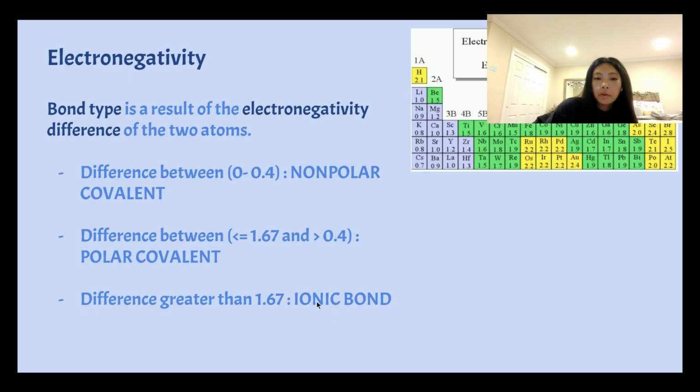So technically, ionic bonds are actually polar because there is a partial negative, partial positive charge. But the thing is, they're actually donating the electrons. That's why we don't call it covalent.